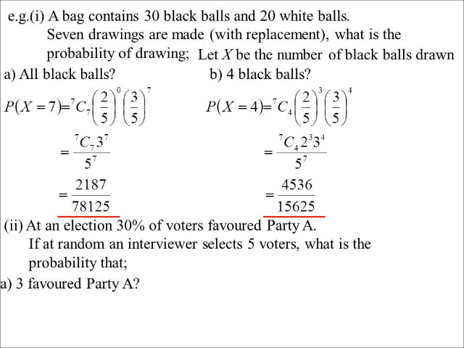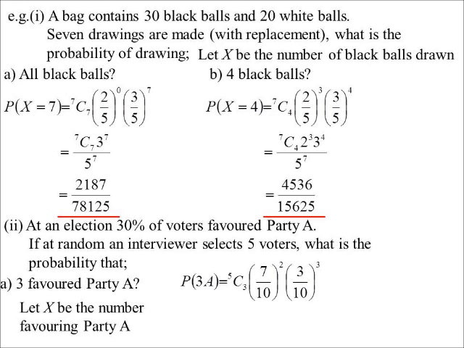Okay, so we've got an election. 30% of voters favoured party A. So at random, we're going to select 5 voters. Probability that 3 of them favoured party A. So X is going to be the number of people favouring party A. So the probability that X equals 3: 5C3, probability of happening 3/10, because 30%, to the power of 3, probability of it not happening, 7/10 to the power of 2. And there it is, unsimplified. And there it is, 1,323 over 10,000.